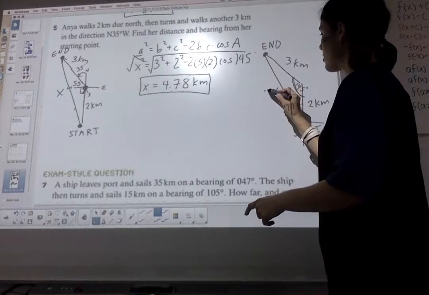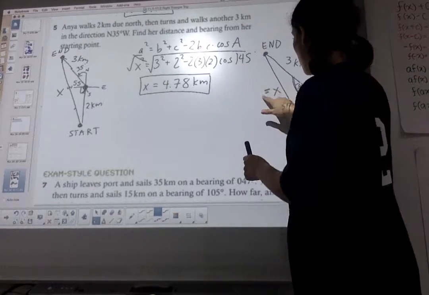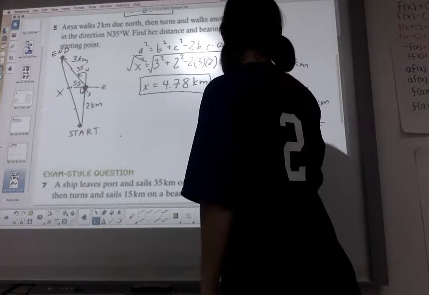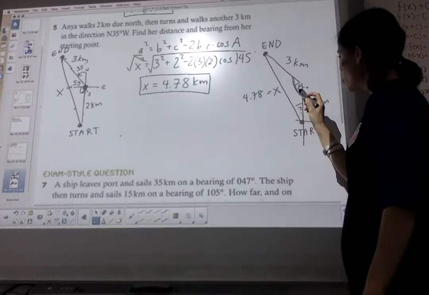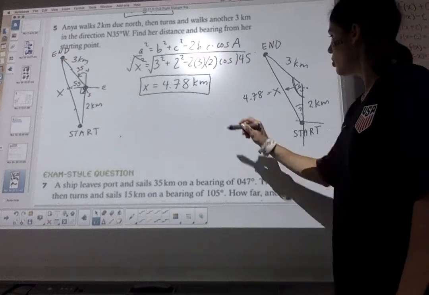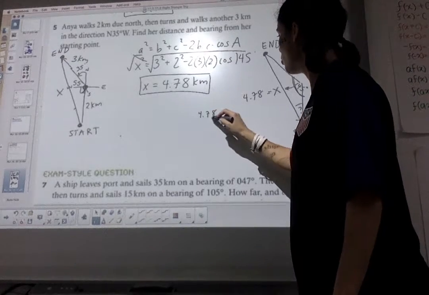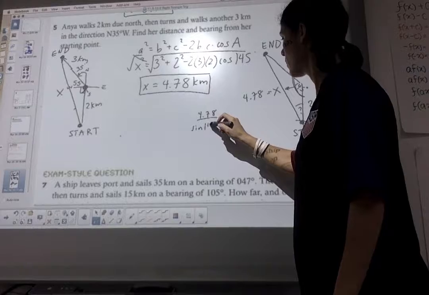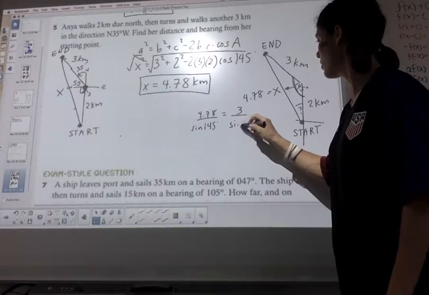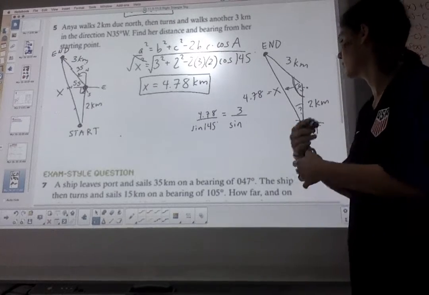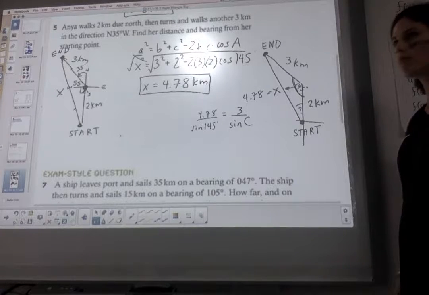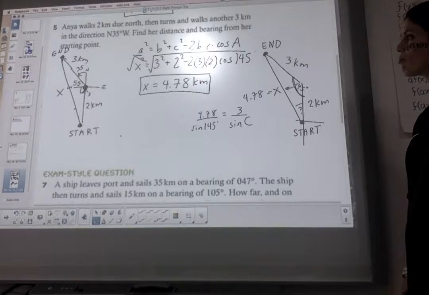Now we know X. So we can use sine rule. Because you have an angle and its opposite side, this little relationship here: sine 145 over 4.78 equals sine y over 3, or whatever. And since they're using that notation, do we have to answer in that notation?